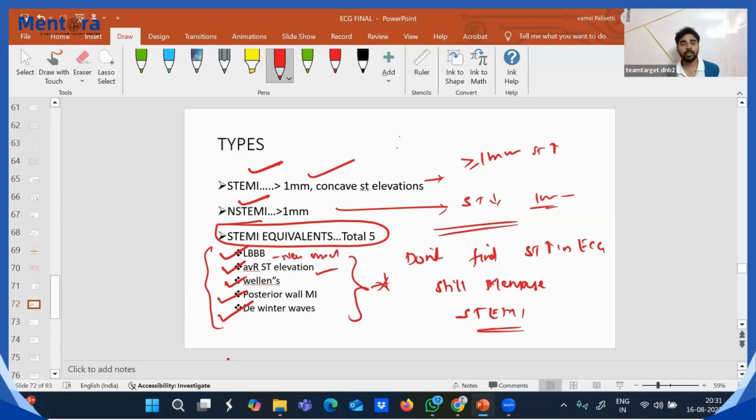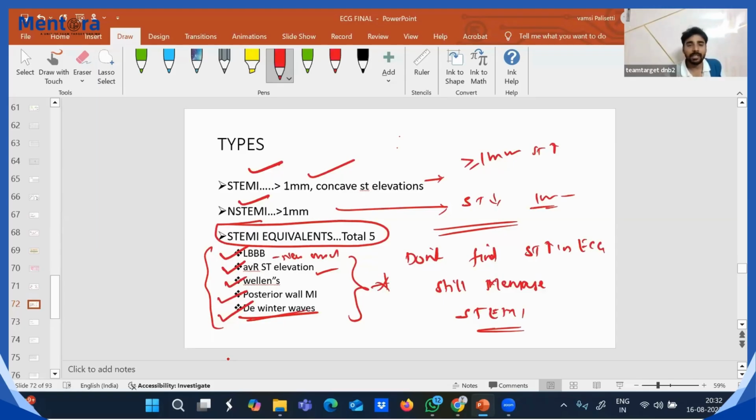Even though you don't see ST elevations in the ECG, you still manage like STEMI. Very, very important things. You should not miss this in the casualty because the patient can collapse within hours. Please remember these things. It's not only for the exam, it's for your clinical practice. If the patient has new onset LBBB, Wellens pattern, aVR ST elevation, posterior MI, or de Winter T waves, consider it as STEMI equivalent. Even if you forget de Winter, no problem. The first four are very, very important. We'll discuss all these things, don't worry.